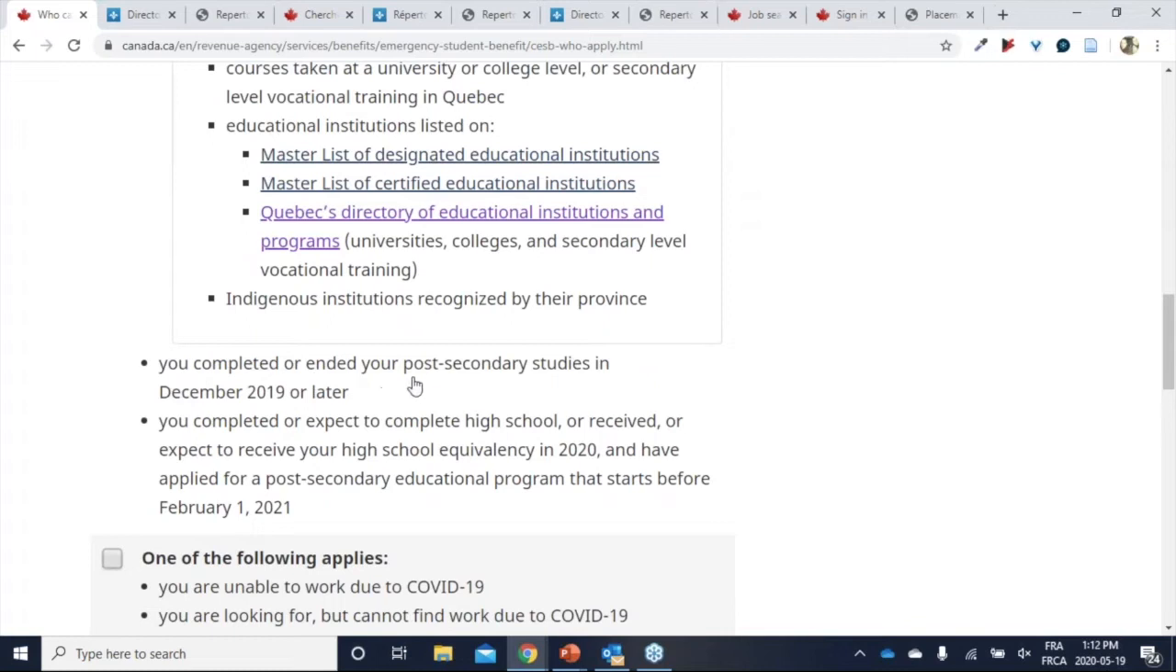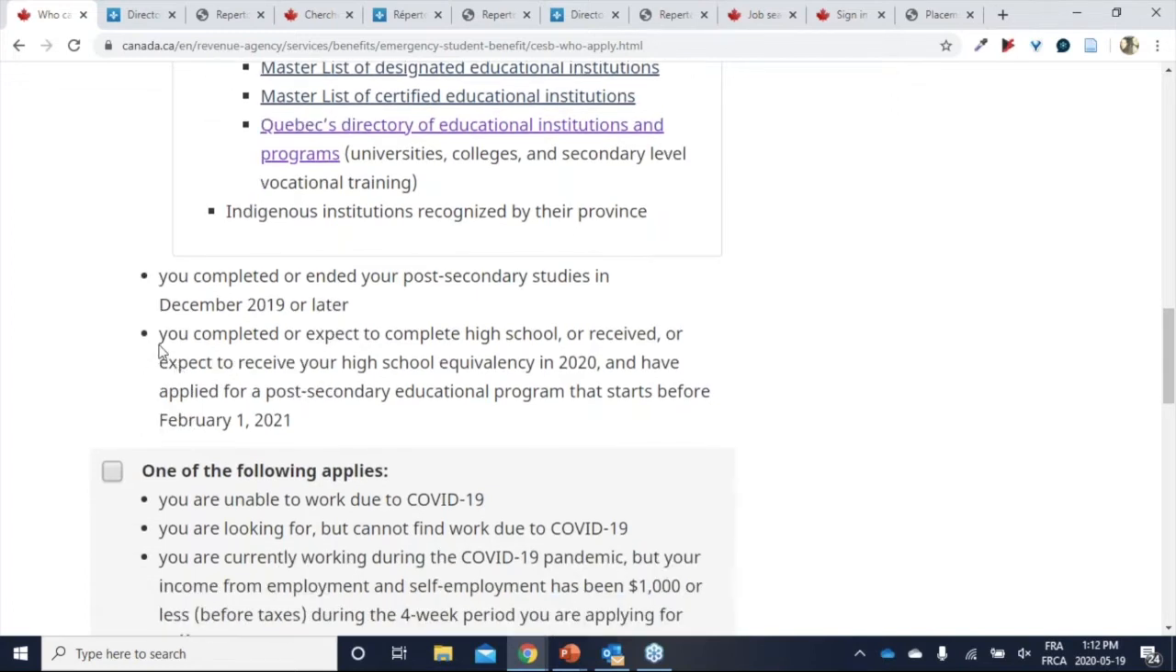You must have completed or ended your post-secondary studies in December 2019 or later. So for those of you who graduated in the winter semester or in the fall semester of 2019, you're eligible for this benefit. You must have completed, or expect to complete, your high school or expect to receive your high school equivalency in 2020. The high school equivalency in Quebec is the TENS, and you must expect to receive it in 2020. I'll go into more detail on that later when we talk about the different admissibility periods for this benefit.